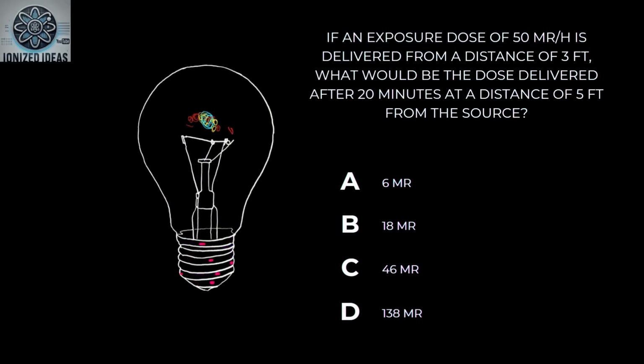If an exposure dose of 50 mR per hour is delivered from a distance of 3 feet, what would be the dose delivered after 20 minutes at a distance of 5 feet from the source? A. 6 mR, B. 18 mR, C. 46 mR, D. 138 mR.